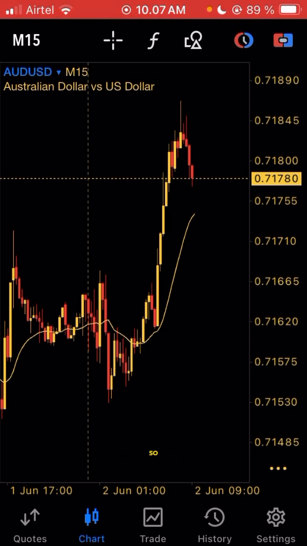Okay, so you look for your pairs, and look for the session to trade those pairs. Then you look for your broker that will make those pairs better when trading.